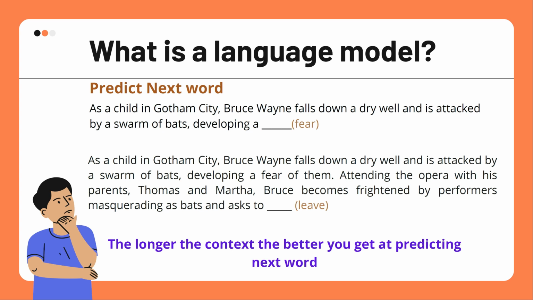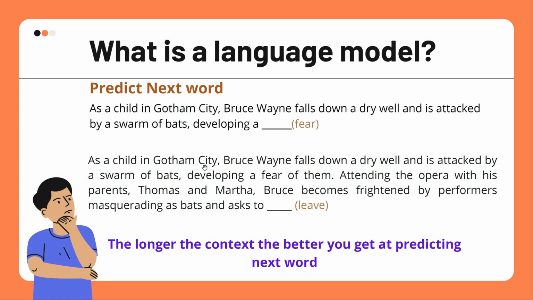So first of all, what is a language model? Essentially, like I mentioned, it's just trained to predict the next word. But what exactly is this? For example, let's take the Batman Begins movie plot, and it goes like this. As a child in Gotham City, Bruce Wayne falls down and is attacked by a swarm of bats, developing a dash. And you as a human, if you were to predict a word here, the correct answer is fear, of course. But if you were to predict this, you would go through the previous sentence and words that came before this, and you would give out your best prediction.